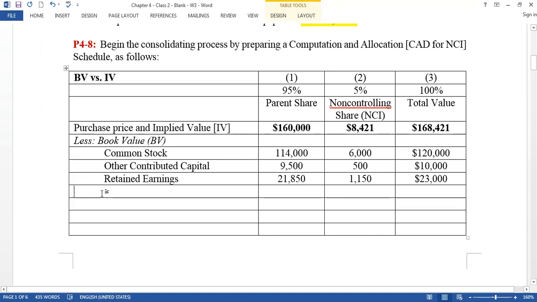Now we are going to calculate the total book value. The total book value, if you add these three, is 14,550, and here it is 7,650, and here it is 153,000.